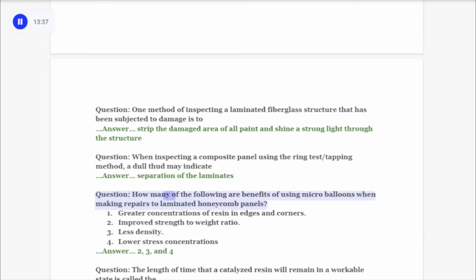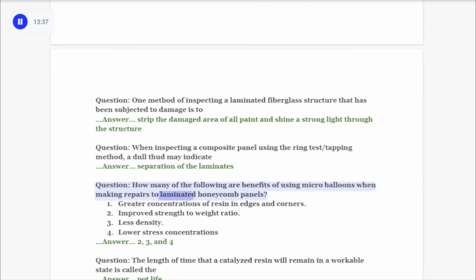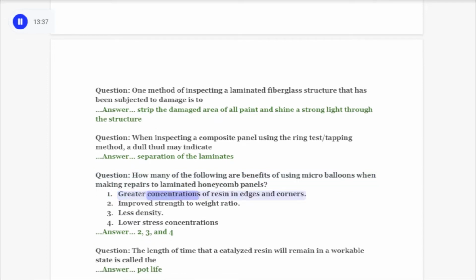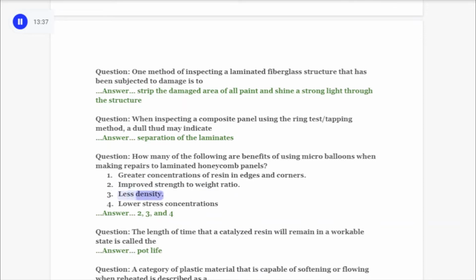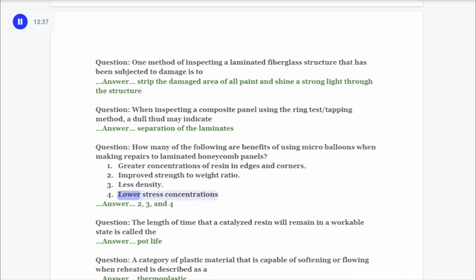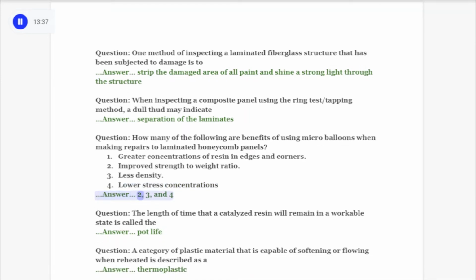Question: how many of the following are benefits of using microballoons when making repairs to laminated honeycomb panels? 1. Greater concentrations of resin in edges and corners. 2. Improved strength to weight ratio. 3. Less density. 4. Lower stress concentrations. Answer: 2, 3, and 4.